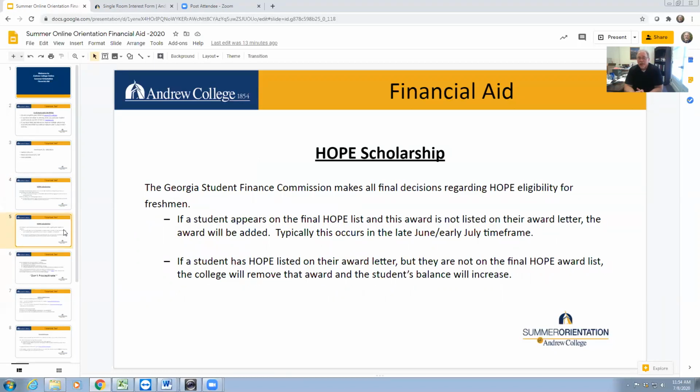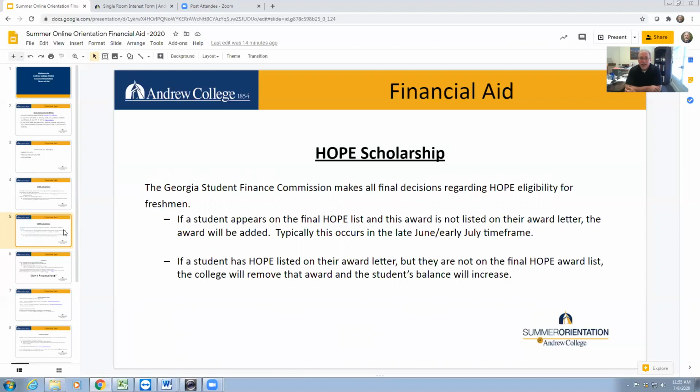Now, final decisions about HOPE typically are made late June, early July by Georgia Student Finance, and we're sent information as to who is and who is not HOPE eligible. We will be making any necessary changes to the financial aid packages here over the next week or so. If a student did not have HOPE listed on their award letter, but it turns out they are HOPE eligible, we will certainly add that.